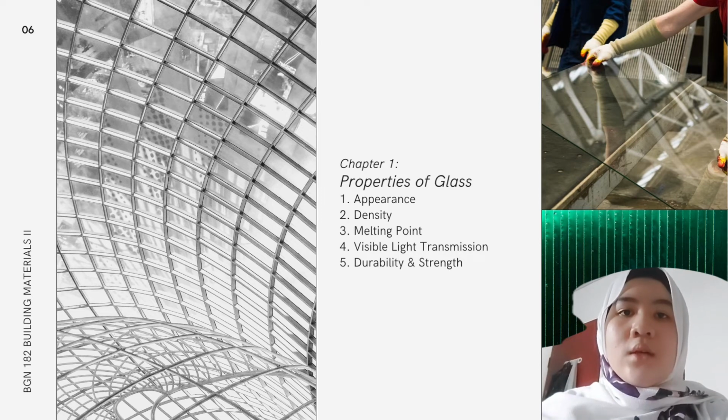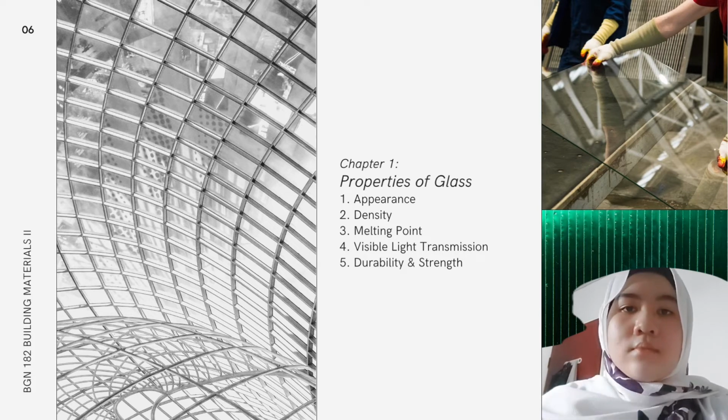Sound insulation. Thicker glass will give better sound insulation. Still, double glazing will give better sound insulation. Use of sound absorbent material around the edge of the window will also give better sound insulation.